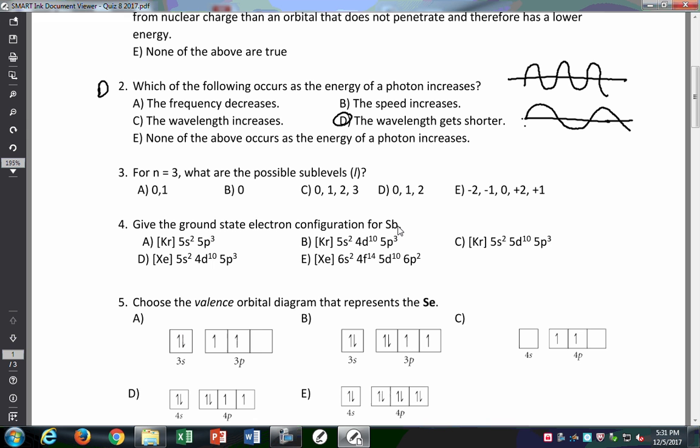Not really talking too much about the speed. We might be able to assume that the speed increases, but there's more going on with speed, so we can't just make that assumption.